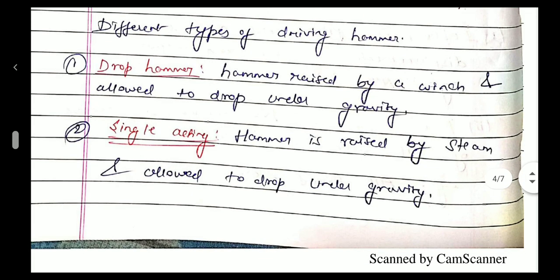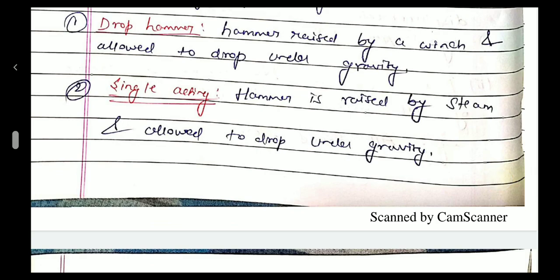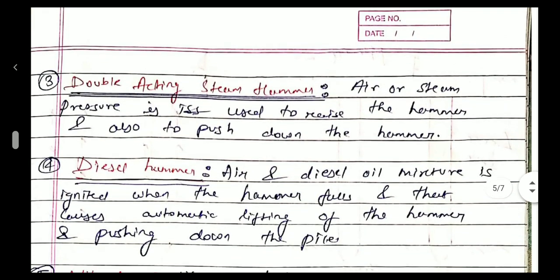First is the drop hammer. A drop hammer is a simple hammer raised by a winch and allowed to drop under gravity. Then the single acting hammer. A single acting hammer is a hammer which is raised by steam or air pressure and allowed to drop under gravity. Then the double acting steam hammer.